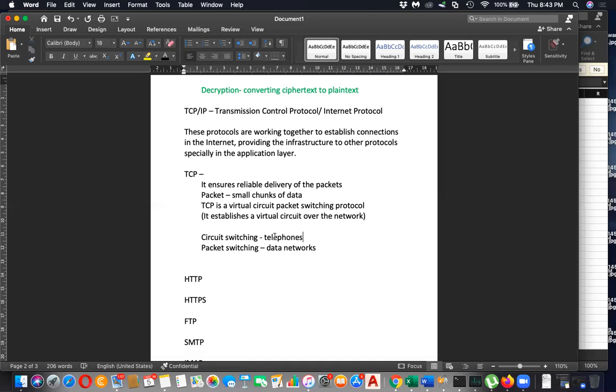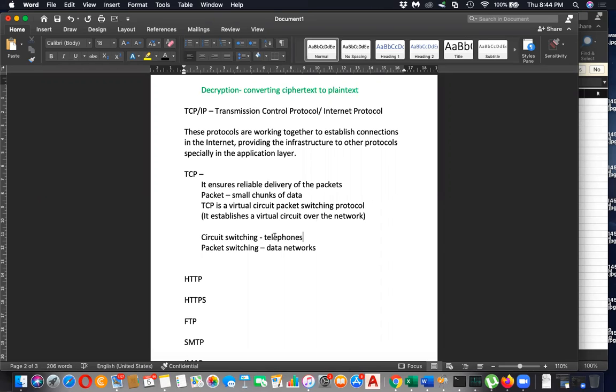Basically, in traditional telephones, not IP-based phones, traditional telephones, circuit switching is used. What's the difference?